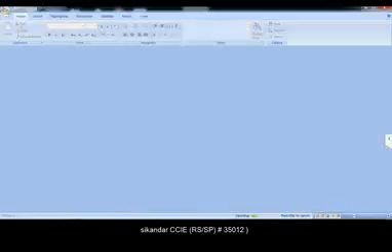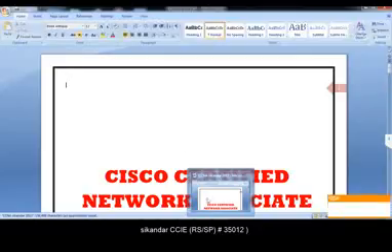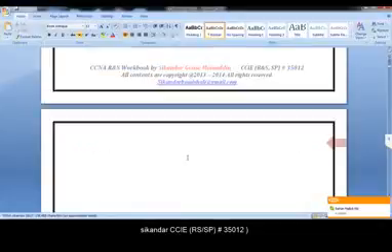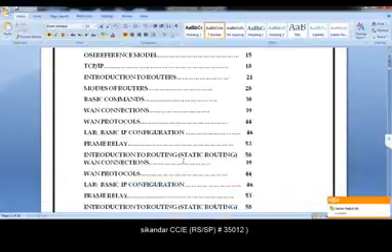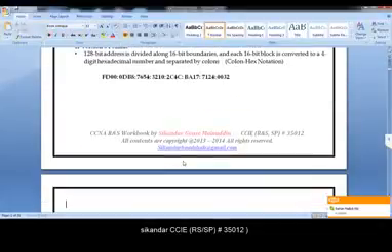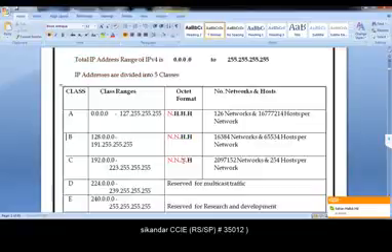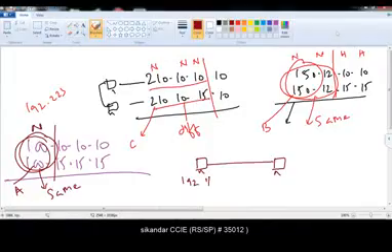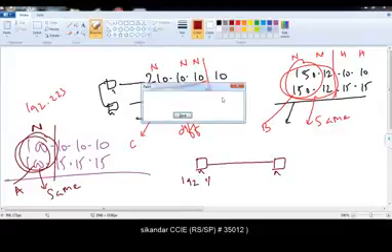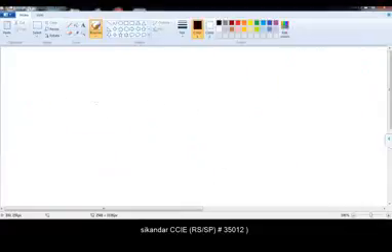Next thing is, let's take one simple scenario to understand more in detail about the designing, because this is something which is very important whenever you're designing any network. These are the important points we need to keep in mind. Okay, so let's take an example.